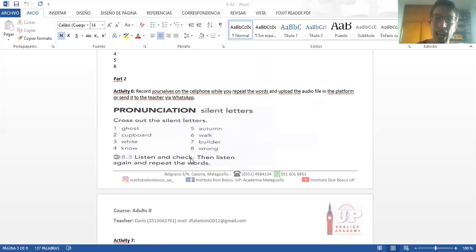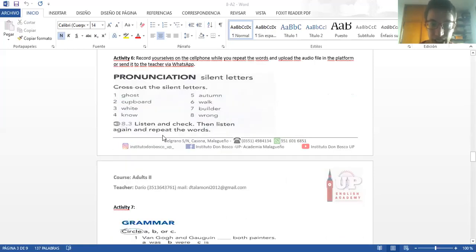Yes, this has to do with silent letters, right? Remember that you say, for example, castle, and you don't pronounce the t. Some letters are silent in English. You have to cross out the silent letter, and you have there the explanation of the meaning of cross out. Good. You listen and you check. Then you listen again and you repeat the words.